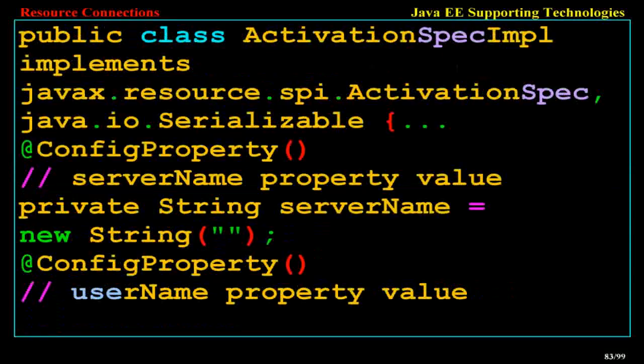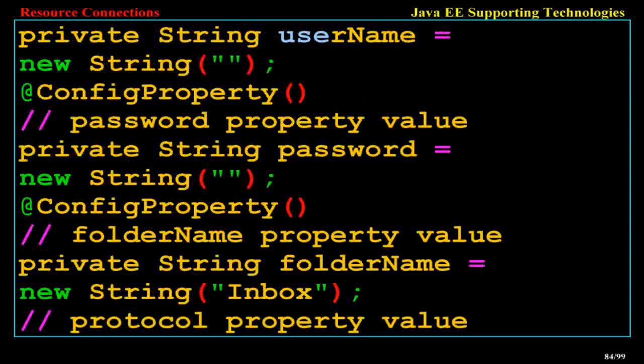public class ActivationSpecImpl implements javax.resource.spi.ActivationSpec, java.io.Serializable. @ConfigProperty serverName property value: private String serverName = new String. @ConfigProperty username property value: private String username = new String. @ConfigProperty password property value: private String password = new String. @ConfigProperty folderName property value: private String folderName = new String("INBOX").